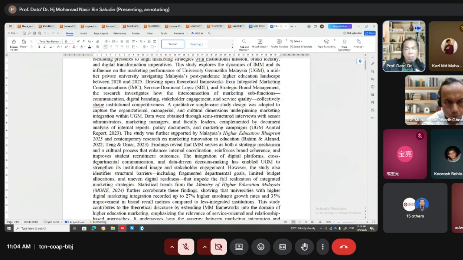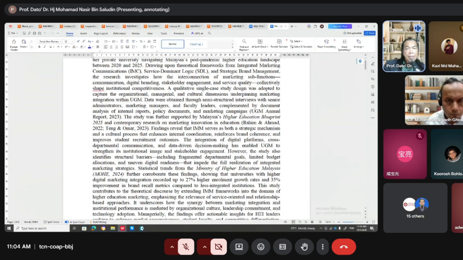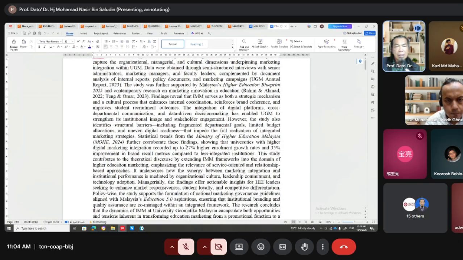IMM serves as both a strategic mechanism and cultural process that enhances internal coordination, reinforces brand coherence, and improves student recruitment outcomes. The integration of digital platforms, cross-departmental communication and data-driven decision-making has enabled UGM to strengthen its institutional image and stakeholder engagement. However, the study also identifies structural barriers, including fragmented departmental goals, limited budget allocation, and uneven digital readiness that impede the full realization of integrated marketing strategy.